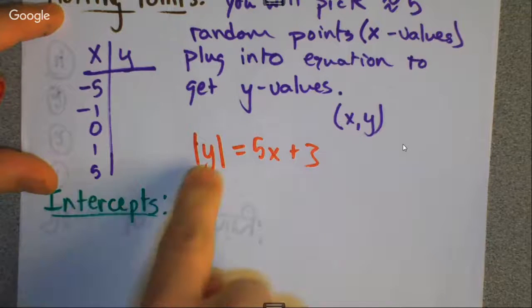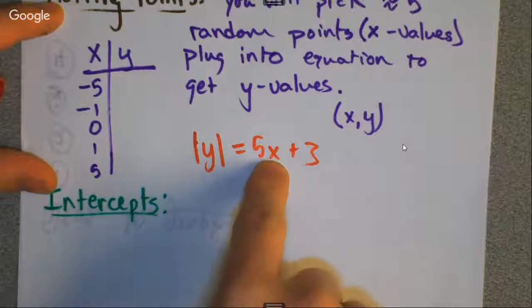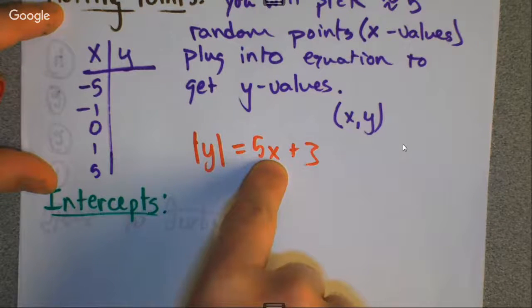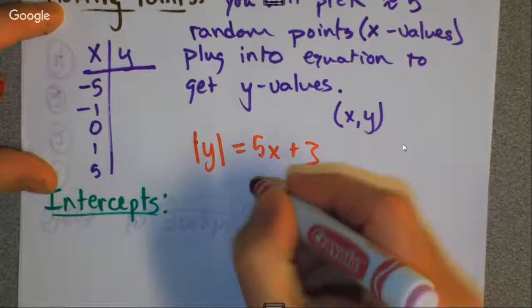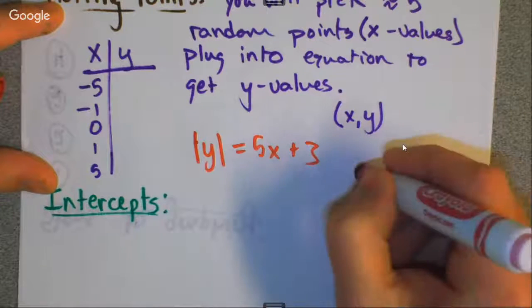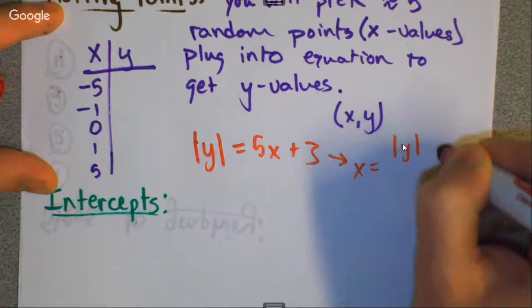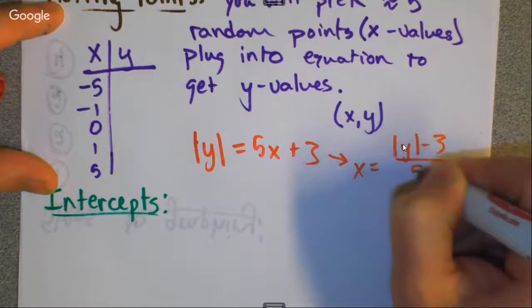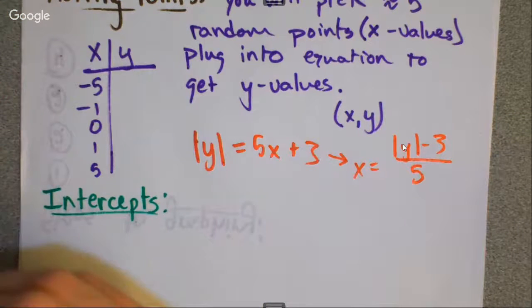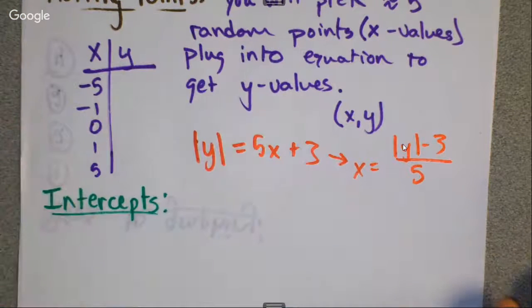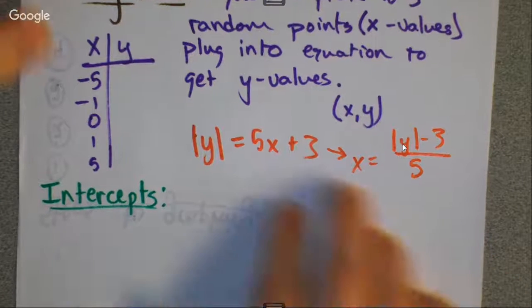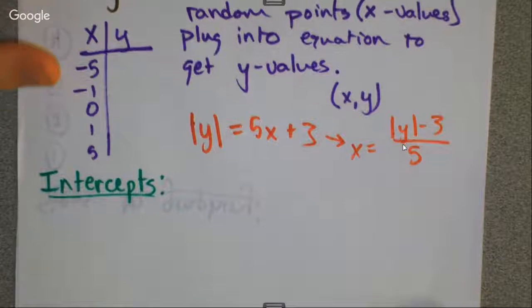The only reason I say pick values for y in this case is because I can isolate x. I could subtract 3 and divide by 5. So in this case, x equals absolute value of y minus 3, divided by 5. So I'm going to plug in my y values, find some ordered pairs, connect it, and get a general idea of what it looks like. In fact, this one we will not talk about how to do on a graphing calculator.